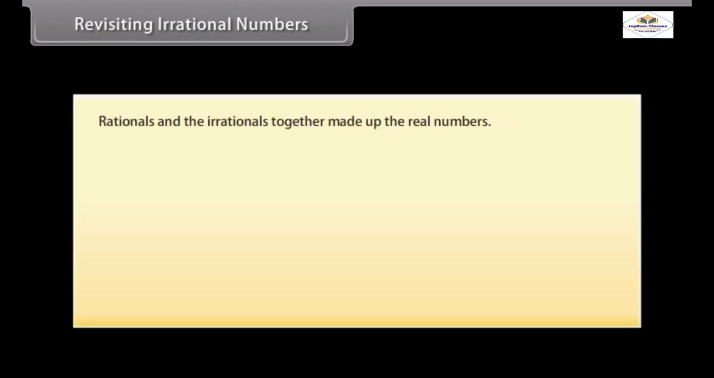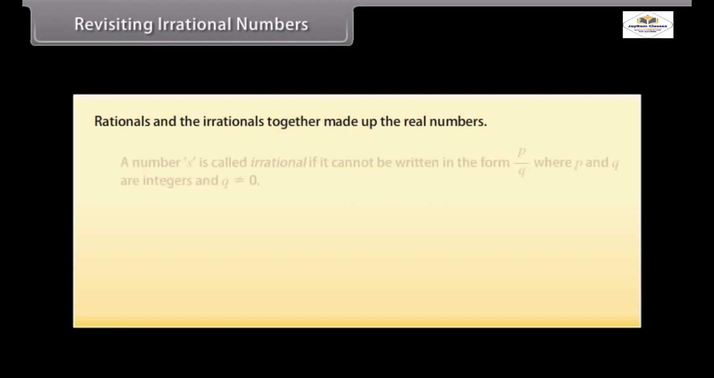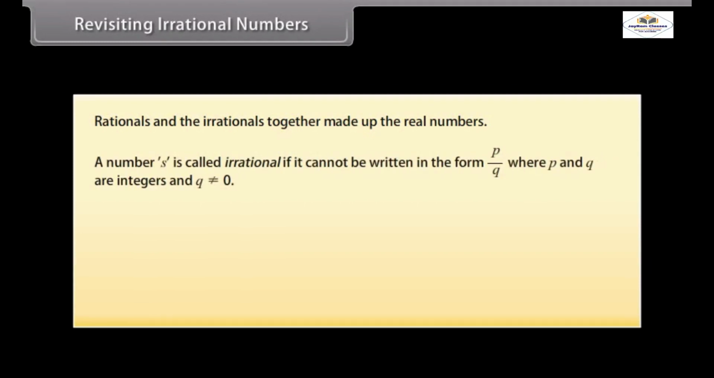Revisiting irrational numbers. We know that rationals and irrationals together make up the real numbers. A number S is called irrational if it cannot be written in the form p upon q, where p and q are integers and q is not equal to 0. Irrational means not rational. The most famous irrational number is square root 2.